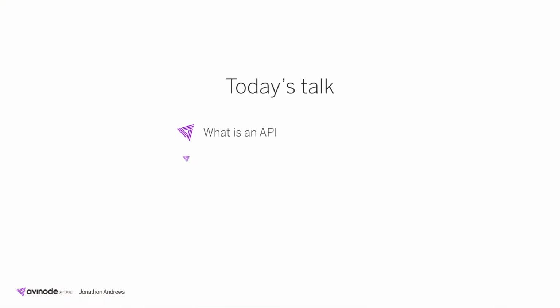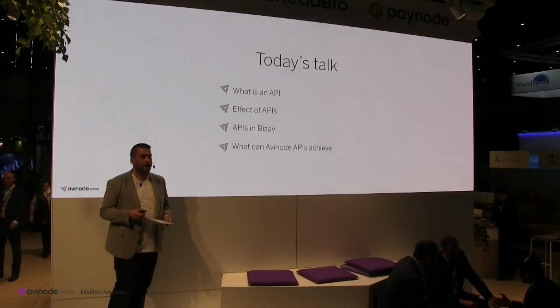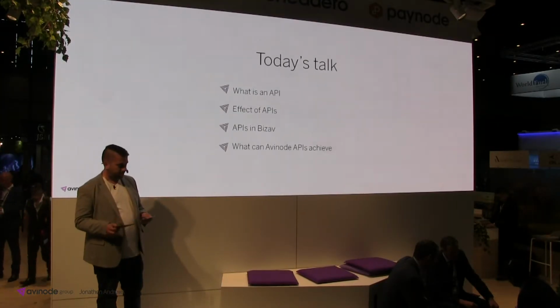So we'll get straight into it. Today's talk, I'm going to be talking firstly about what is an API. You have all probably heard the term before, and some of you understand how they work, but I'm going to give a little bit of a refresher so you can understand what an API is, what it can do and what it can achieve. What effects APIs have had in general in almost all industries around the world. Also, I will then talk about what APIs in business aviation currently are, and what APIs can achieve for you from an Avinode standpoint.